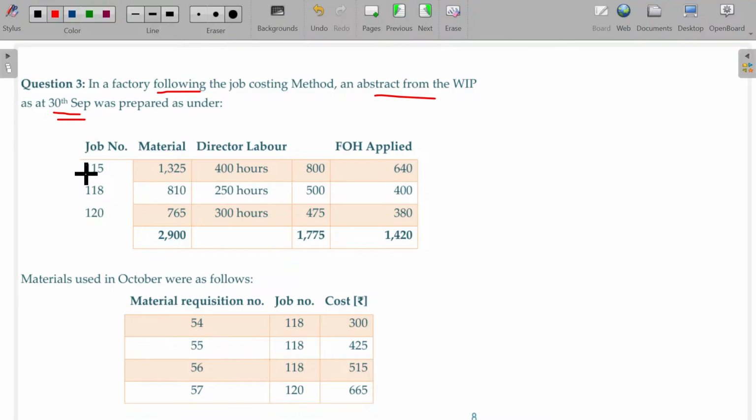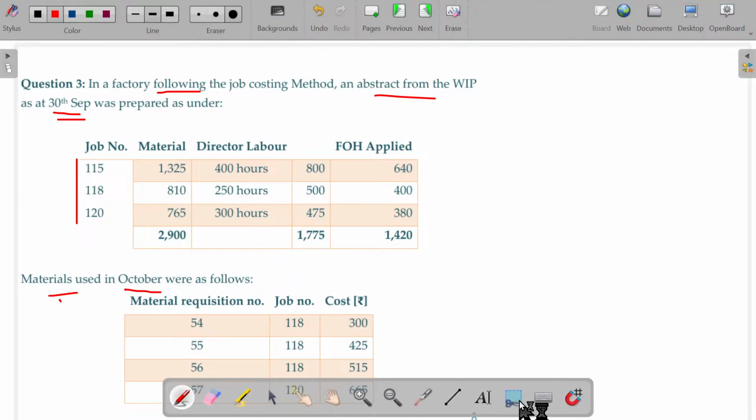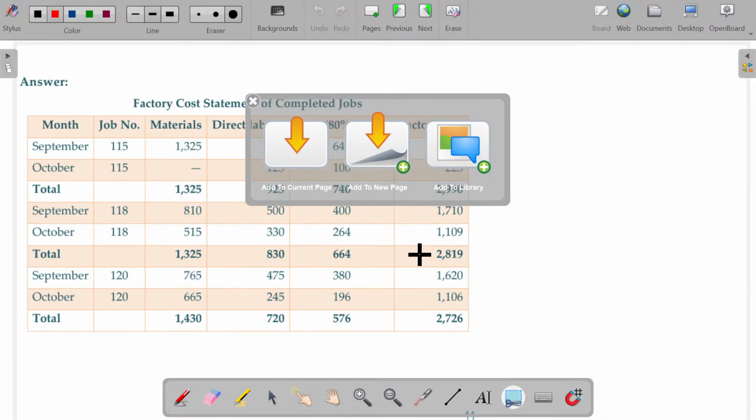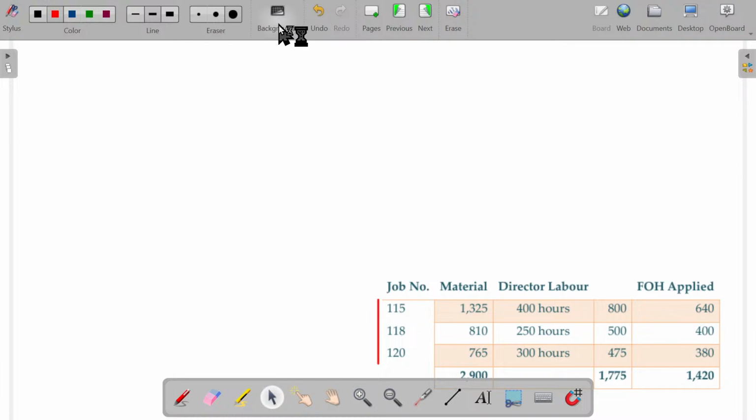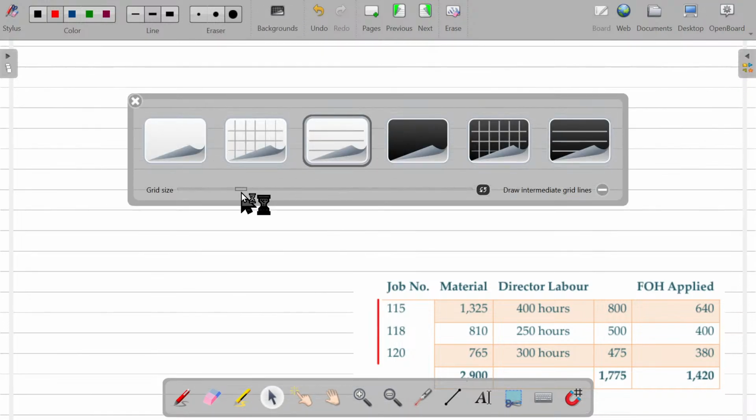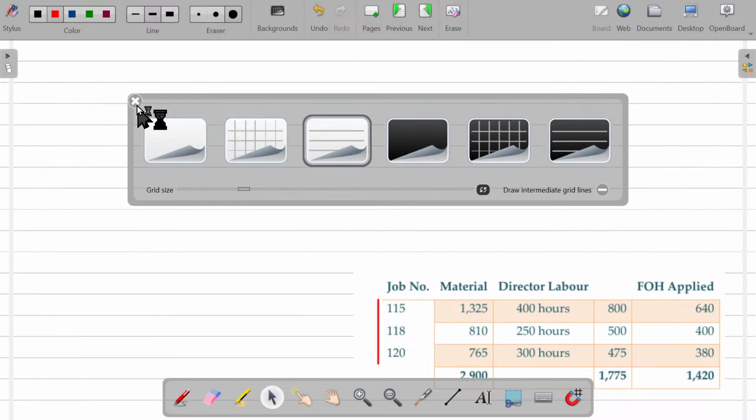On 30th September, 3 jobs are there. All the 3 jobs are in semi-processed form. And in October, remaining materials introduced and the job is completed. Okay, come on. We'll try to find out cost sheet first of all for this illustration. Though the sum seems to be pretty big, but very user friendly, you can solve this illustration.